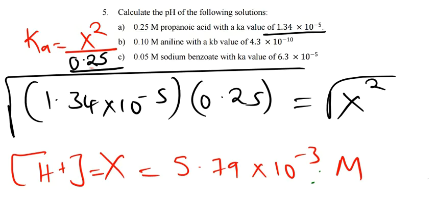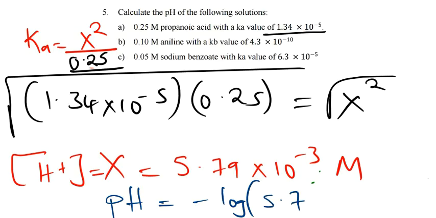So you know that if you get at this point, the pH value is not an issue, right? The pH value is just the negative log of that very concentration that we found there, which will be 5.79 times 10 to the power negative 3. You'll be able to get the value of the pH. So what I'm getting is something like 2.24.